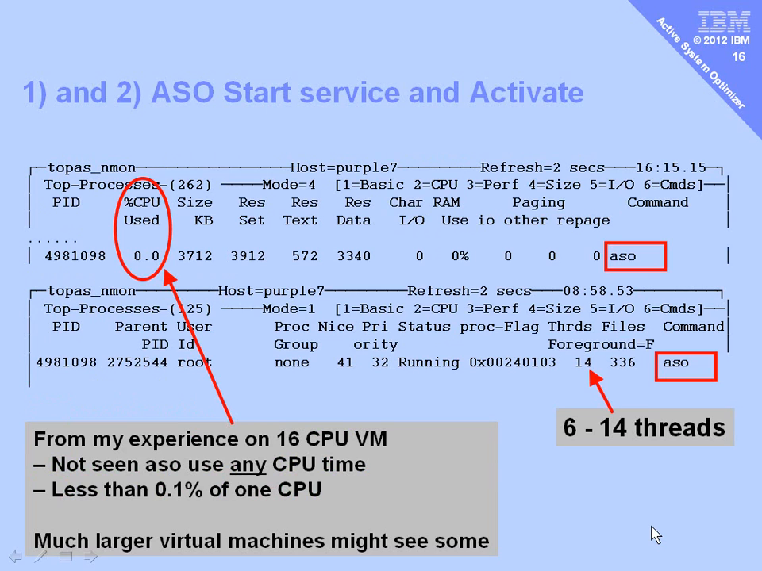If you then go looking for the details with the ps command or nmon, you can see this new process running. I've never actually found it using any CPU time at all. It's using a tiny fraction, less than 0.1 of 1 CPU. It does change the number of threads that it's using as it's tracking various workloads and trying to decide what to do.